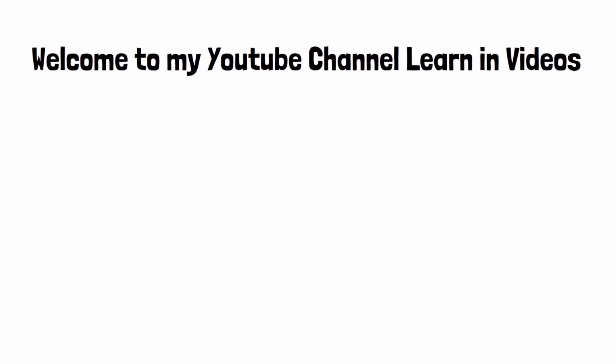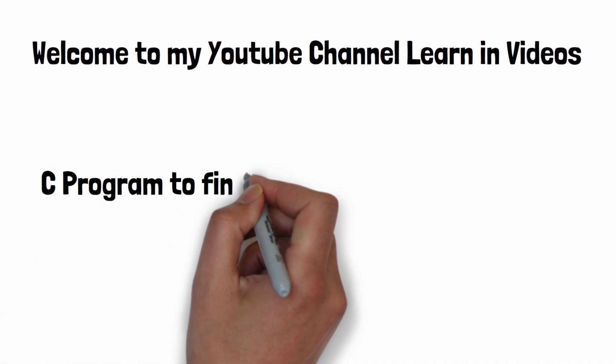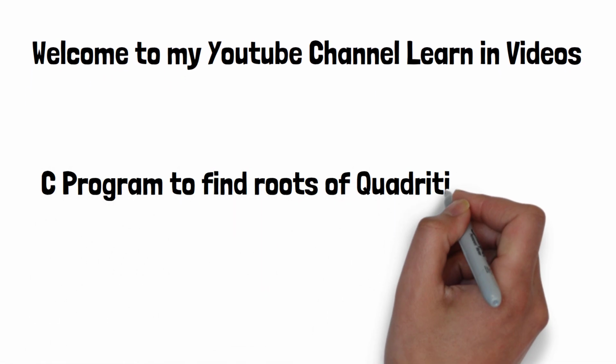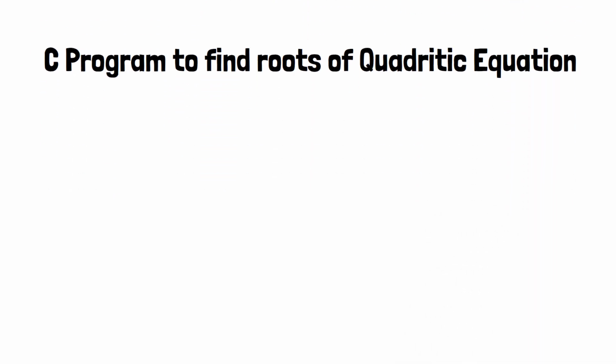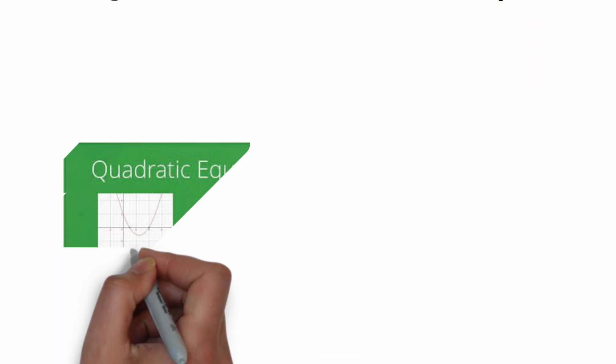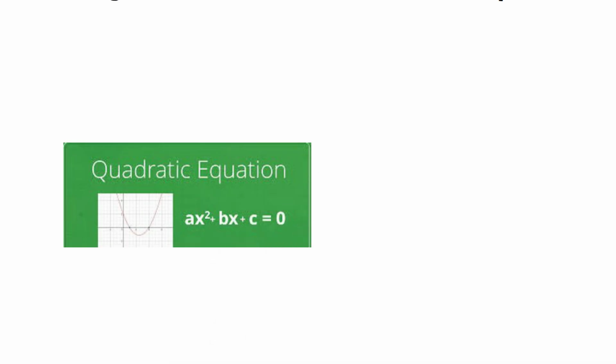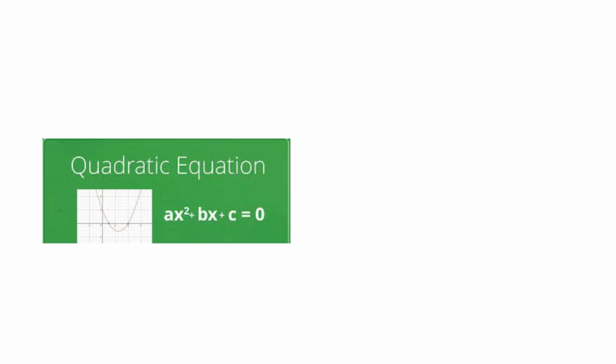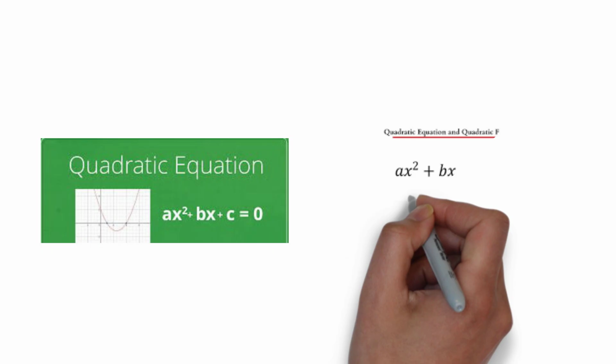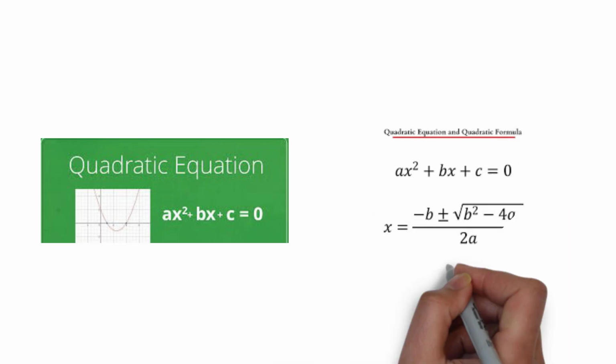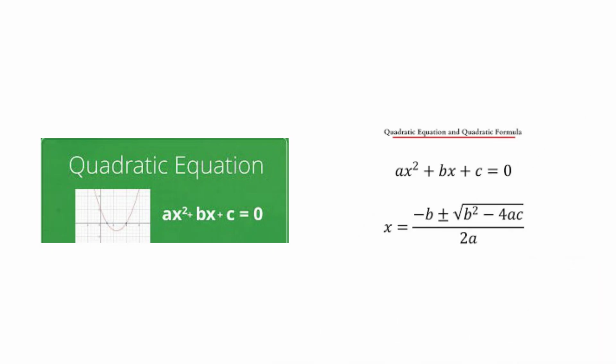Today we are going to learn how to create a C program to find the roots of a quadratic equation of the form ax square plus bx plus c equal to 0. The roots are calculated by the general equation, that is minus b plus or minus root of b square minus 4ac, divided by 2a. First we look into the basic steps to solve, then we'll check the code.